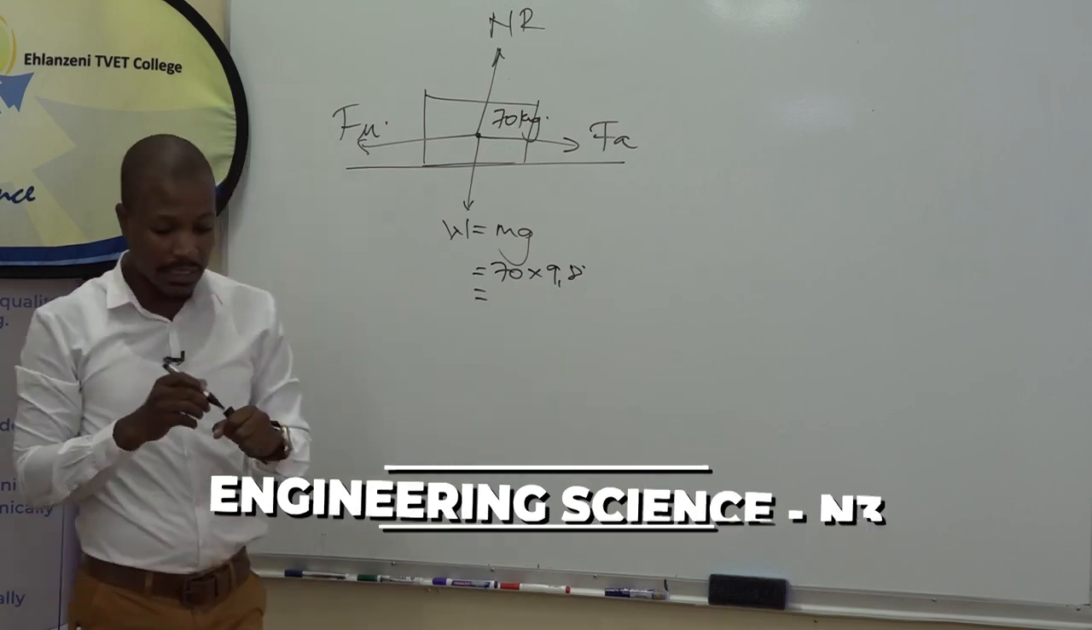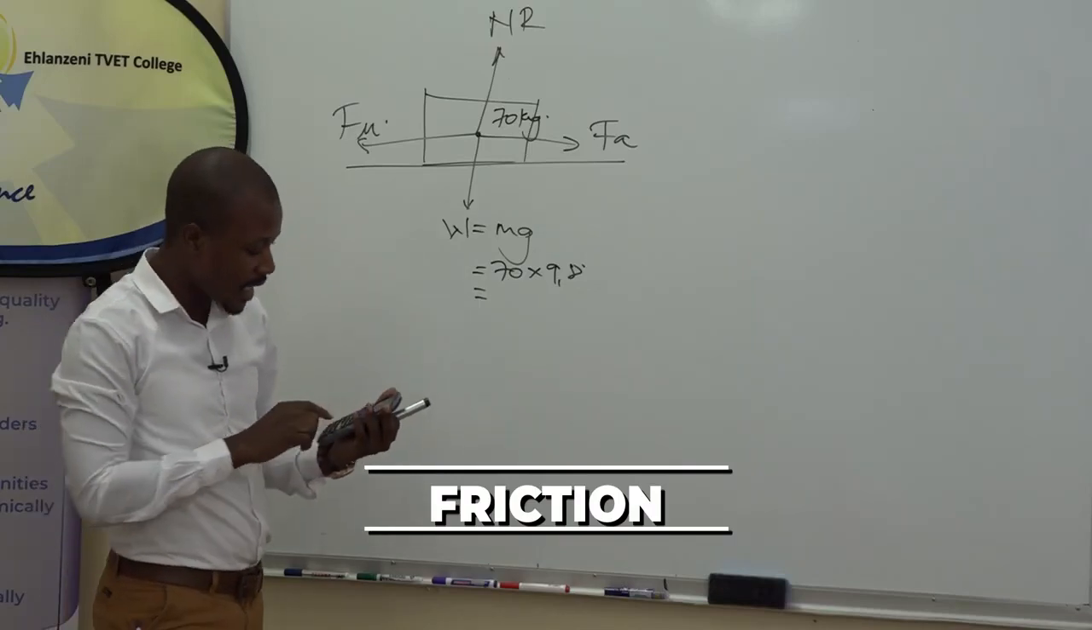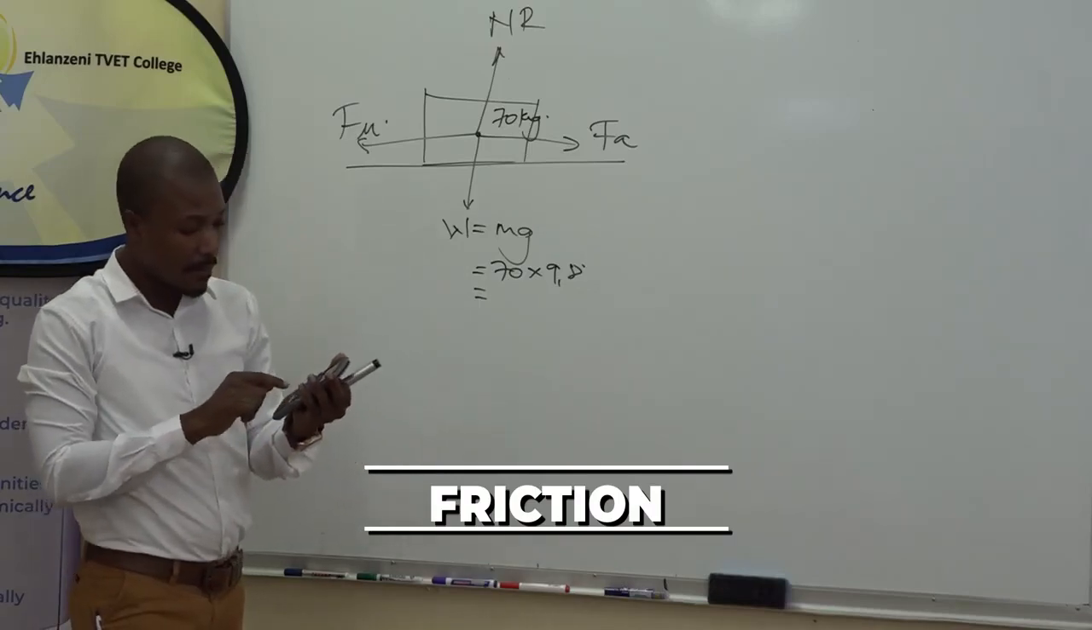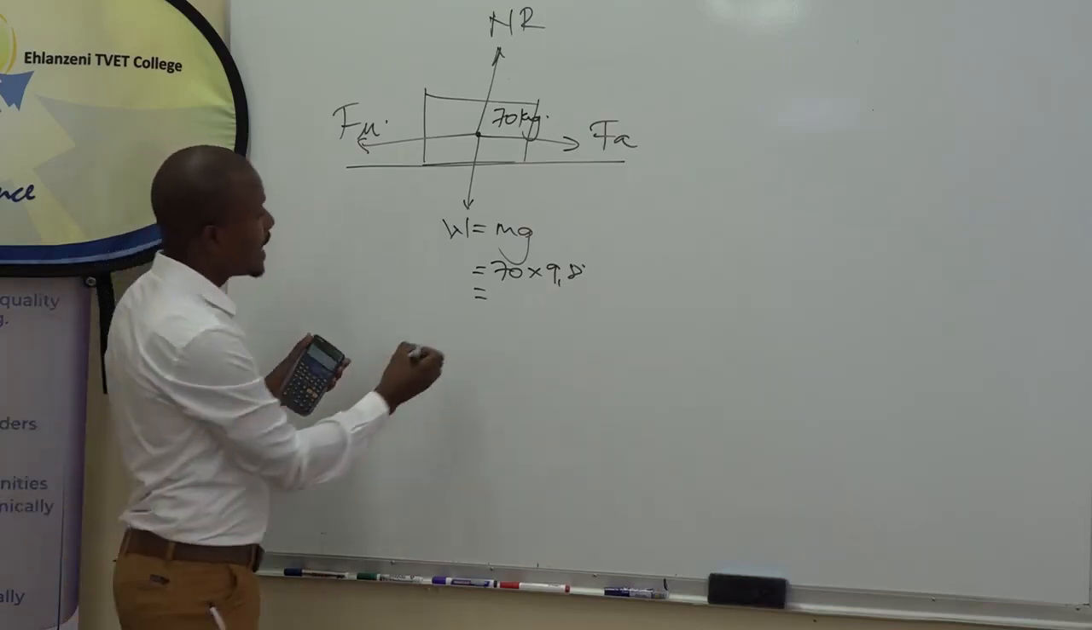Now you should be calculating that. You should be punching in your calculator. Gladly, I have my own calculator here. So I can find that 70 multiplied by 9.8 is 686.